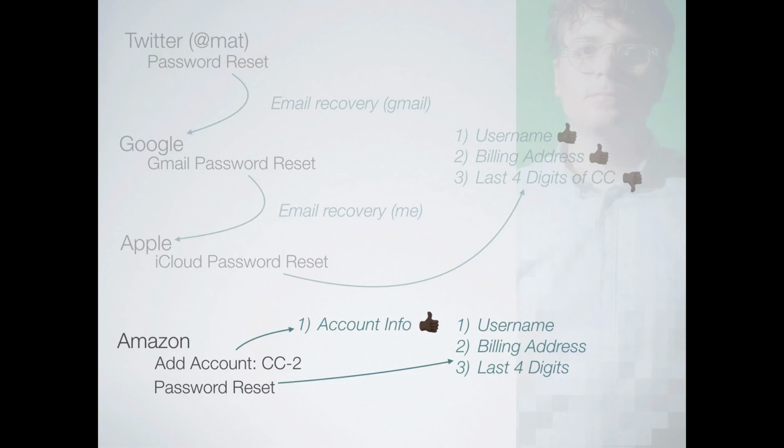number." So the adversary knows the username. They know the billing address. Do they know the last 4 digits of the original credit card? No. But wait, they just added a credit card number to the account. They know the last 4 digits of that credit card, which is on the account. And so they just tell the last 4 digits of that credit card. And Amazon's like, "Great. You must be Matt Honan.